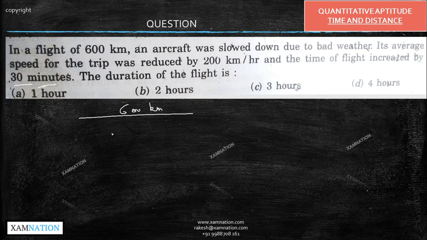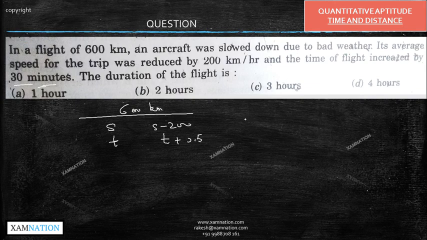So it is given that due to bad weather, there is a reduction in speed as well as an increase in time. Let's see how much the reduction in speed is. Let's say earlier this aircraft was traveling at speed s, and now it is traveling at s minus 200. Earlier this aircraft was taking time t, and now it's taking t plus 0.5.